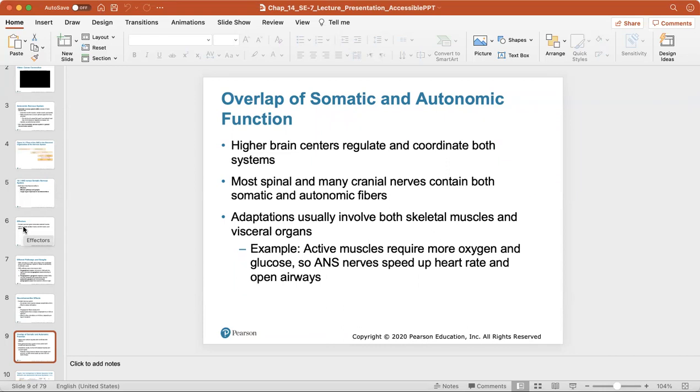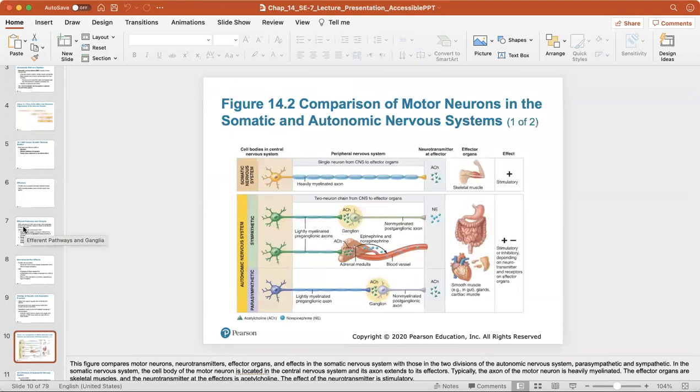Most of your spinal and many cranial nerves contain both somatic and autonomic fibers, and adaptations usually involve both skeletal muscles and visceral muscles. For example, your active muscles will require more oxygen and glucose to contract, which is a somatic nervous system response, but your autonomic nervous system will overlap and help speed up your heart rate and open up airways so that more oxygen and glucose can get to your muscles. Here's a comparison of the two. It's a good chart to study; it summarizes what we just talked about.